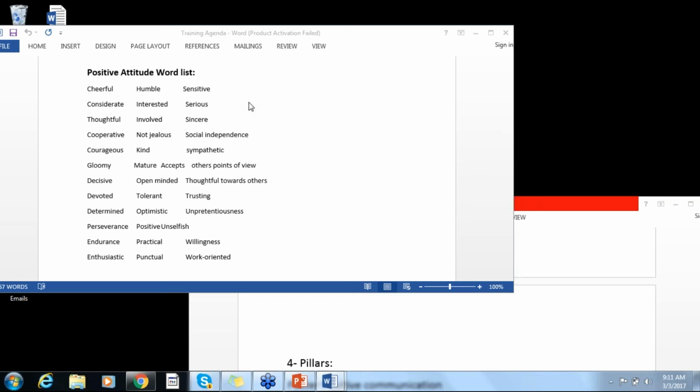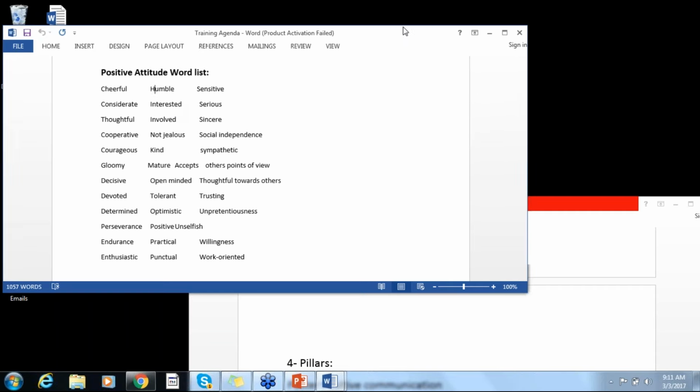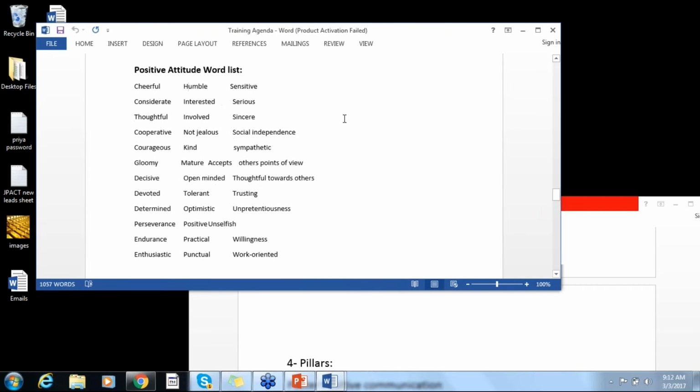And considerate. So when do you feel you are considerate to someone's feelings or when they express something? So when we generate this feeling of bonding, when we care for someone, when we care about someone else's opinion. So that is feeling considerate, interested, humble, sensitive, serious. I hope you all can see the screen. Okay, so involved, sincere, social independence.